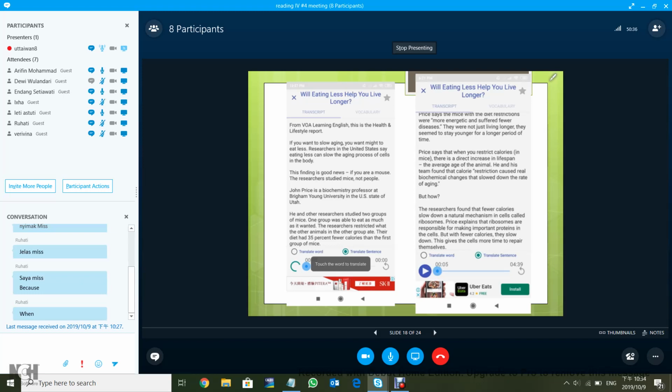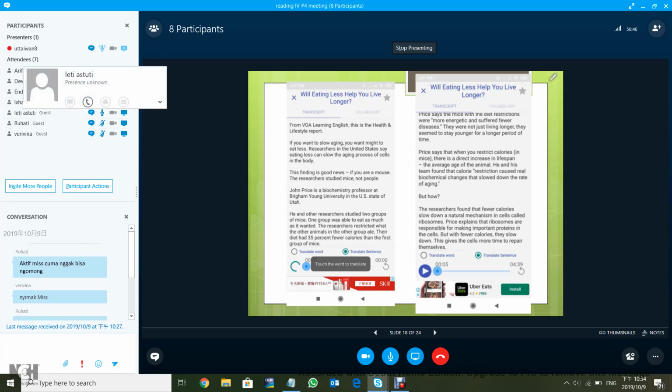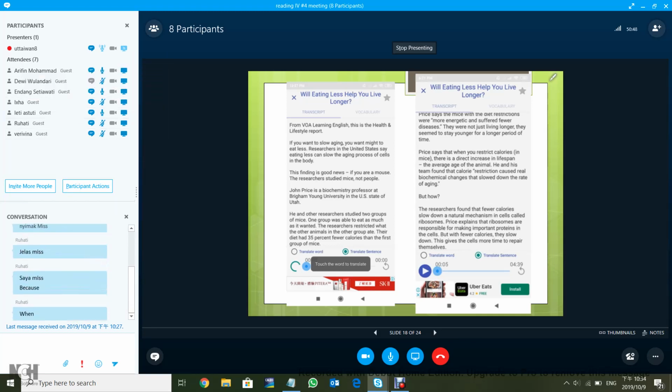Dari Mas Arifin, Mbak Dewi, Mbak Endang, Mbak Ika, Mbak Leti, ya karena Mbak Ruhati dan Vervina hari ini nggak bisa aktif. So, Mas Arifin, Mbak Dewi, Mbak Endang, Mbak Ika, Mbak Leti. So, please, Mas Arifin, read two paragraph.